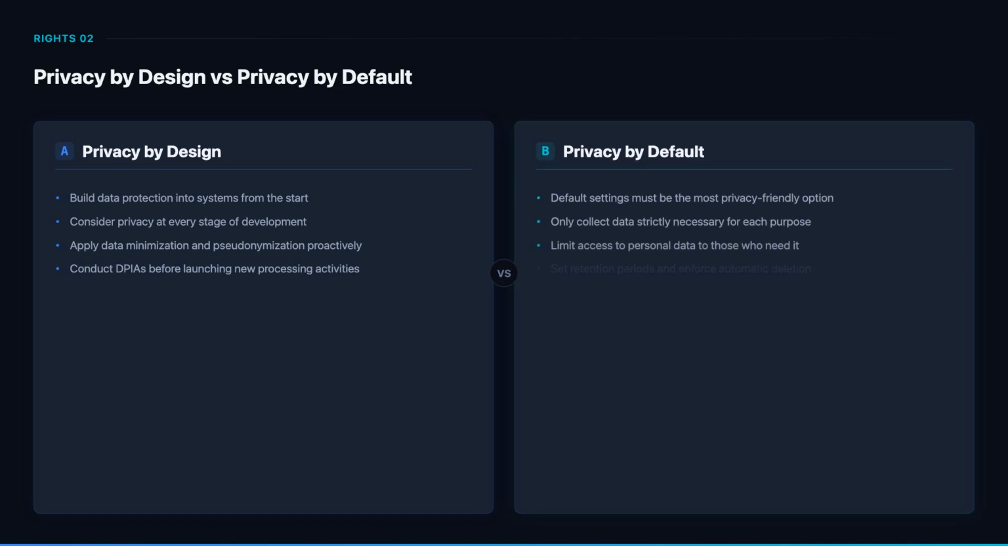Privacy by default means that the default settings of any system or service must be the most privacy-friendly option. Only data strictly necessary for the specified purpose should be collected by default. Access should be limited to those who need it, retention periods must be enforced, and automatic deletion should be the norm rather than the exception.